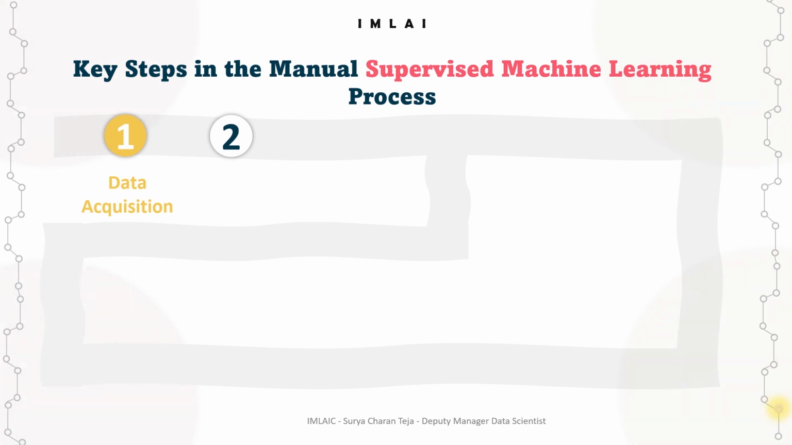So once data acquisition is done, next we will be moving on to the data cleaning. So data cleaning is nothing but cleaning the data that has been acquired. So here in step 2, data cleaning, we will clean the acquired data by handling missing values, outliers, and inconsistencies. So here in step 2, we will be looking into the step 2 in detail.